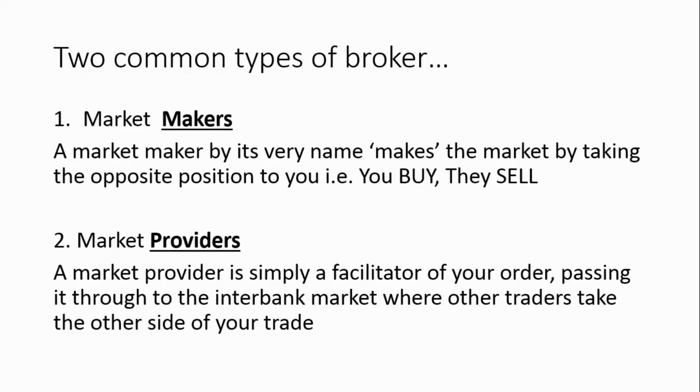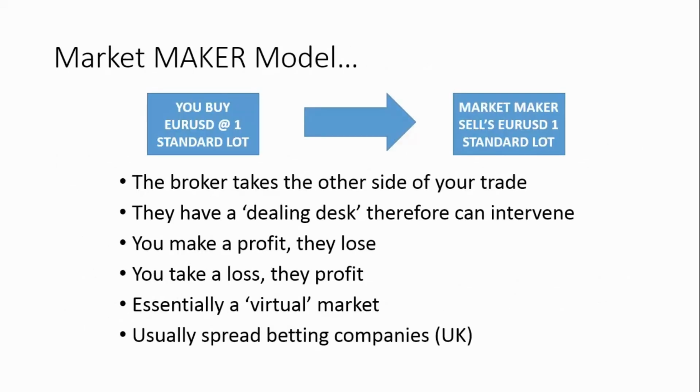However, the second business model is the market provider model. This is a broker where all they want to do is facilitate your trade into the real interbank market. So when you place a trade, they're not taking the opposite position to you. They're just providing you through to the interbank market, where an anonymous trader from one of the major banks will take the opposite position to you. They're just a facilitator of your order. Their whole ethos is to give you a seamless experience where they give you the fastest execution possible. So those are the two types. Let's go through the models in a bit more detail.